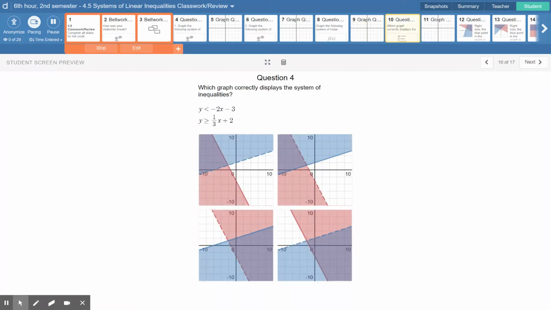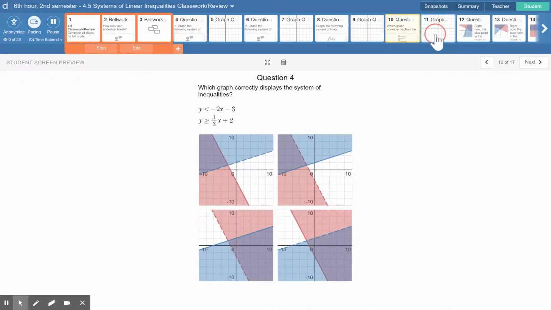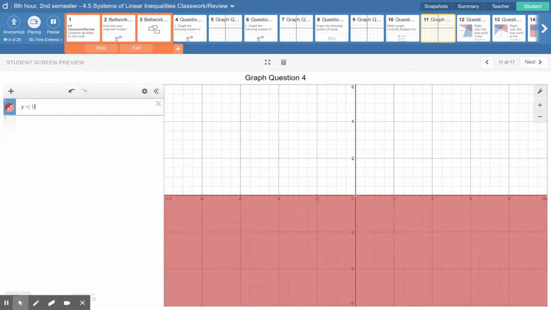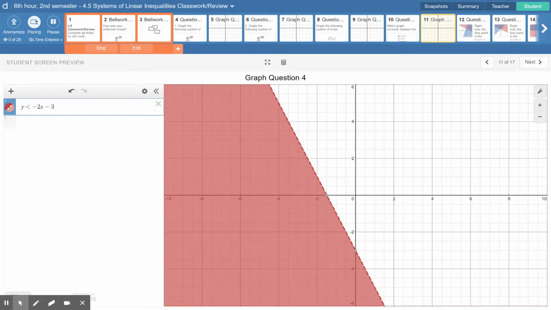Question number 10, or slide number 10, question number 4, is truthfully just like a multiple choice. So we have y is less than -2x minus 3. Now be careful, this is a dashed line. So when you're doing your multiple choice, make sure that your red line, or the one that is less than, has your dashed.